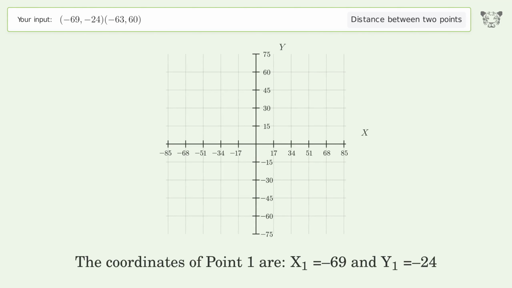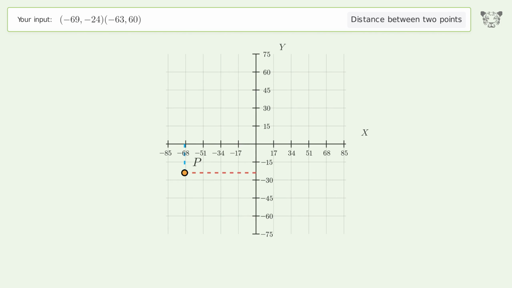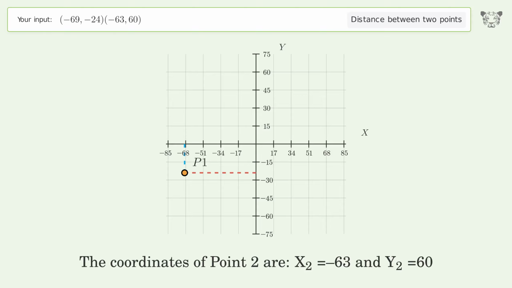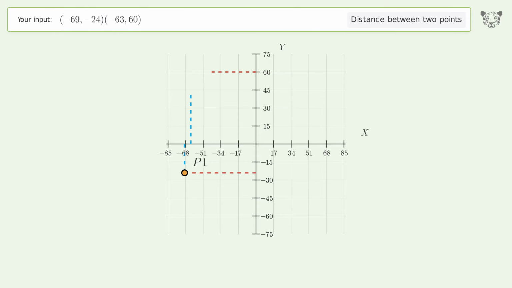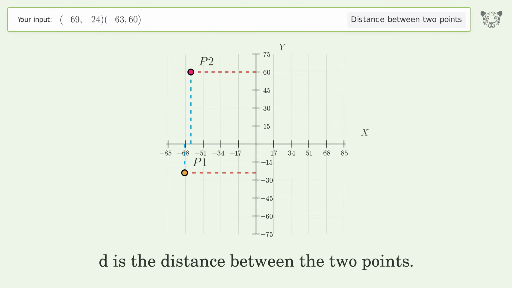The coordinates of point 1 are, x1 equals negative 69 and y1 equals negative 24. The coordinates of point 2 are, x2 equals negative 63 and y2 equals 60. D is the distance between the 2 points.